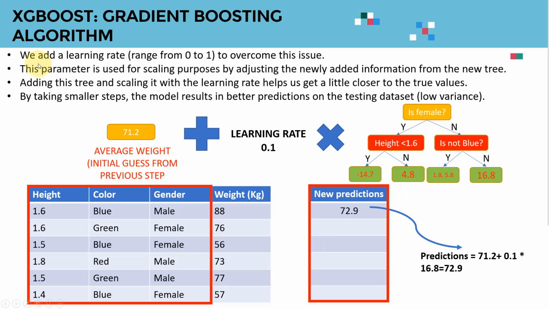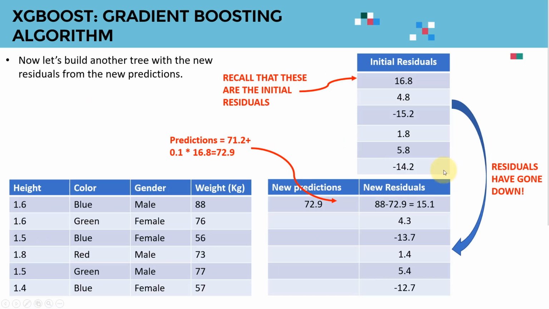So what we have done here is add a learning rate, which is a number that ranges between 0 and 1, to overcome this issue. This parameter is used primarily for scaling purposes, by trying to adjust the newly added information from the new tree. Adding this tree and scaling it with the learning rate helps us get closer to the true values. Think of it as taking smaller steps, or baby steps, and that will help us avoid overfitting the training data. Okay? All right, let's take a look and actually do that for all the points.